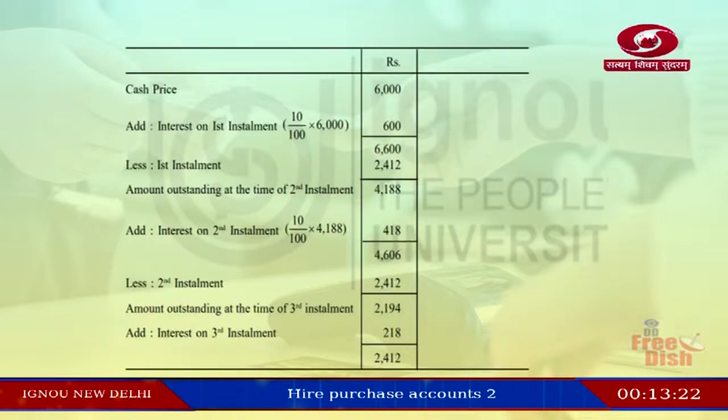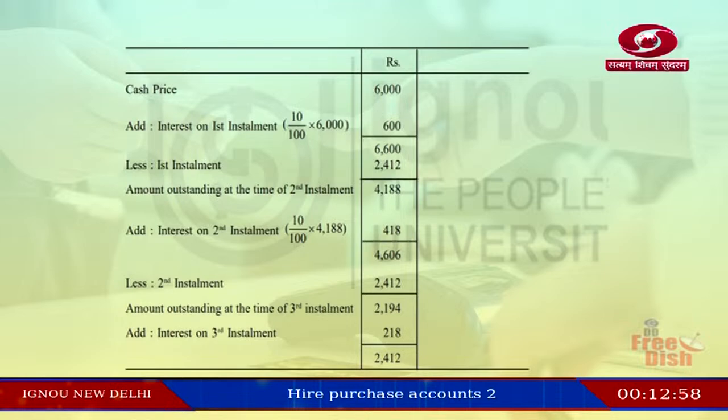The price was 6000. Add interest on first installment. So interest on first installment 6000 at the rate of 10%, it is 600. So total amount will be 6600, less first installment, it was 2412. So amount outstanding at the time of second installment would be 4188.